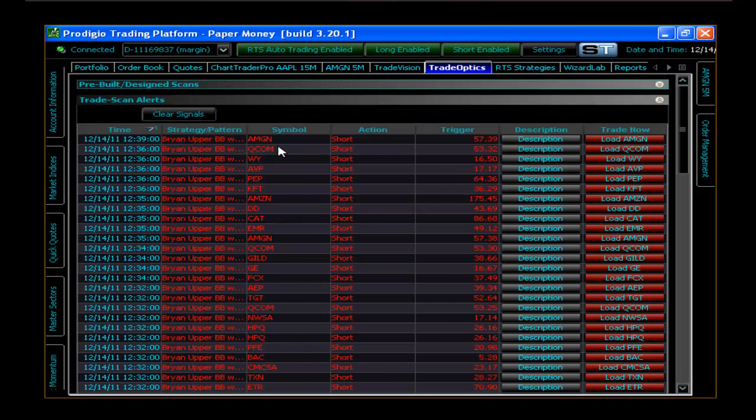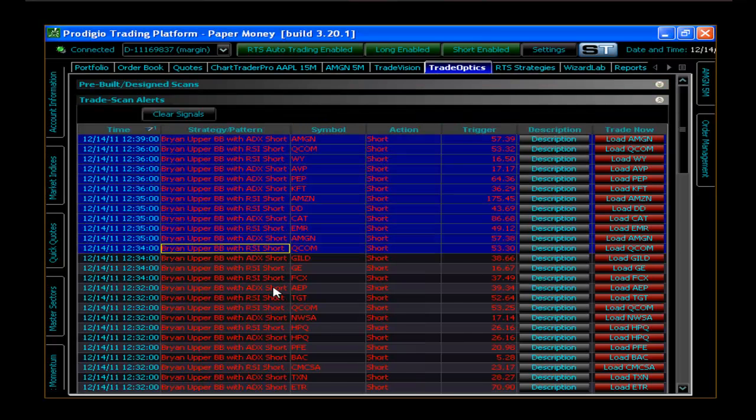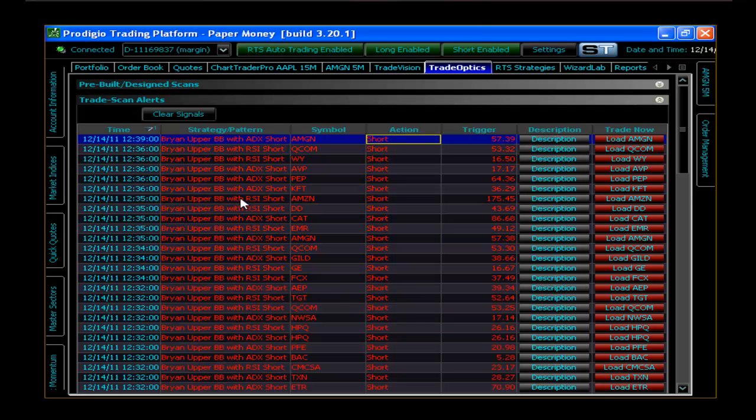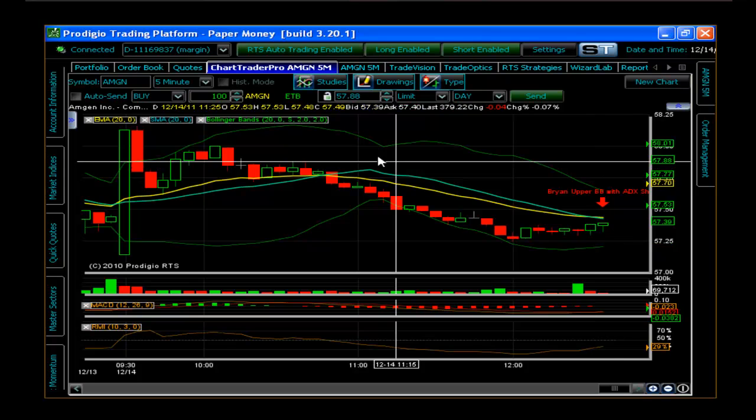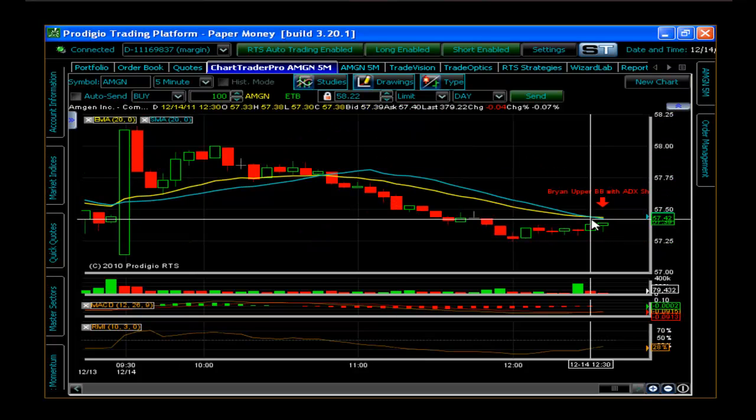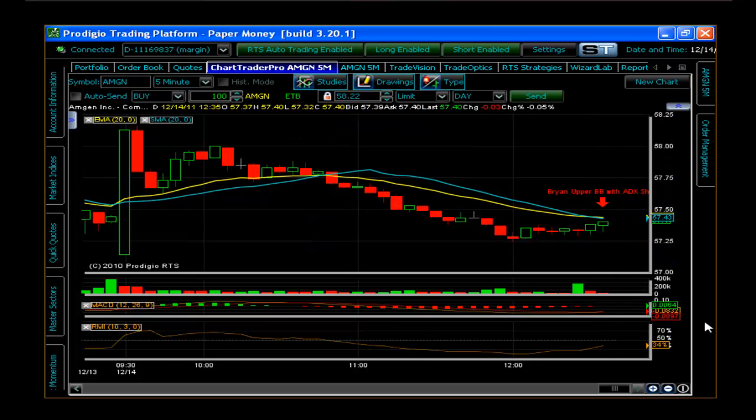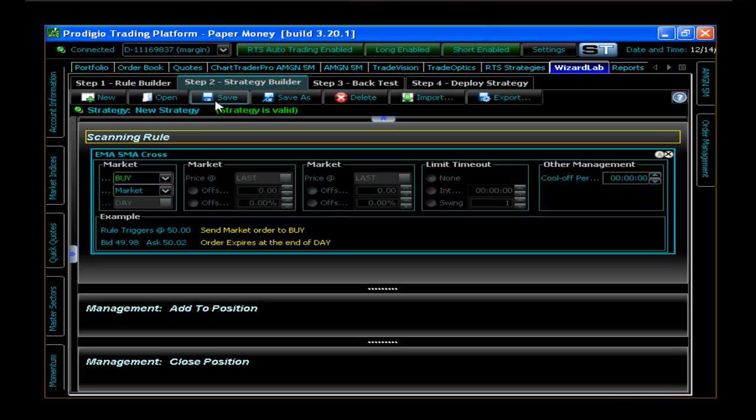And just to give you a glimpse, I'm running a set of short strategies here. As it finds the signals, it populates my queue with the signals that it found. So 1239, this is the most recent signal on Amgen. For this strategy, it'll find a signal, and when I hit trade now, it'll load it into the chart, and it will demonstrate for me where that short signal was found based on the strategy and based on the scanning rule of that strategy.